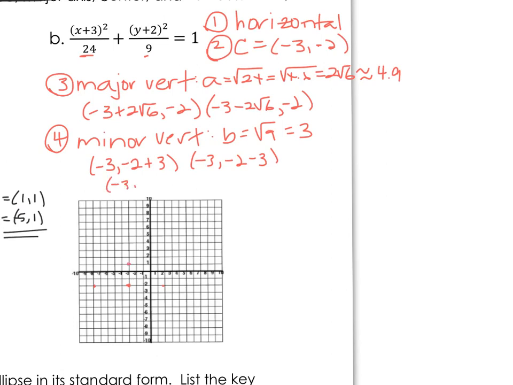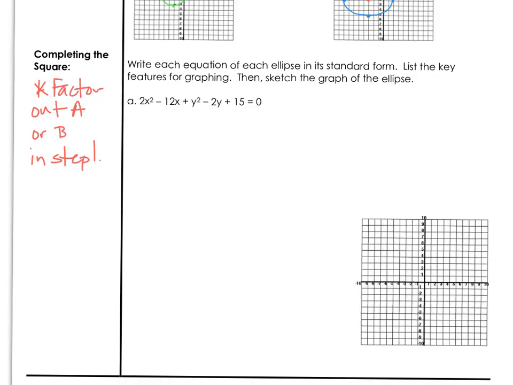So that's at negative 3, 1. And if we count down 3, that puts us at negative 5. Let's make those endpoints, those vertices, nice and clear for us. And we'll sketch the shape for our final ellipse. And it should look something like this when you're done.